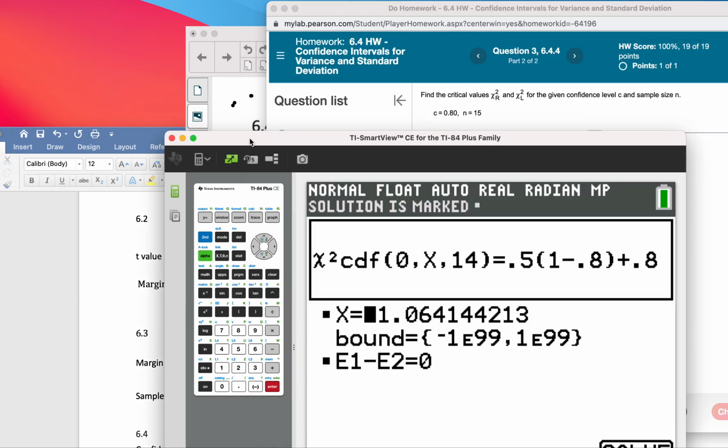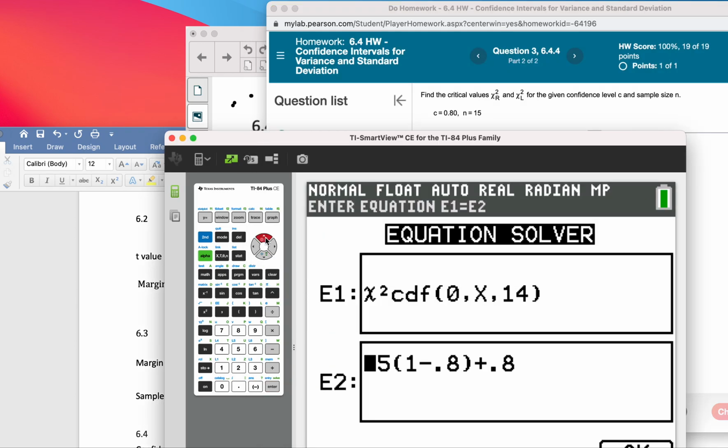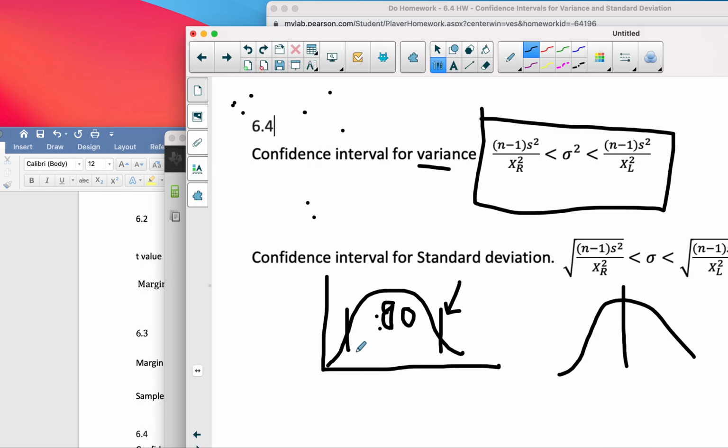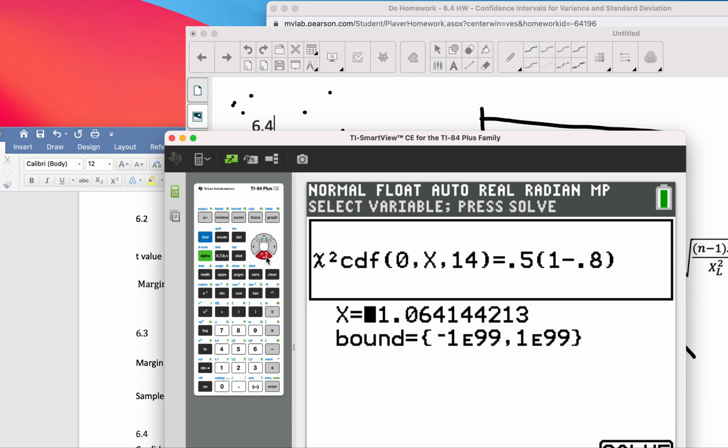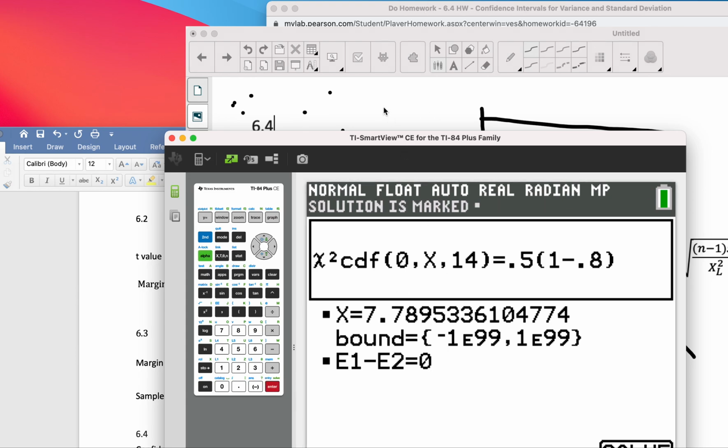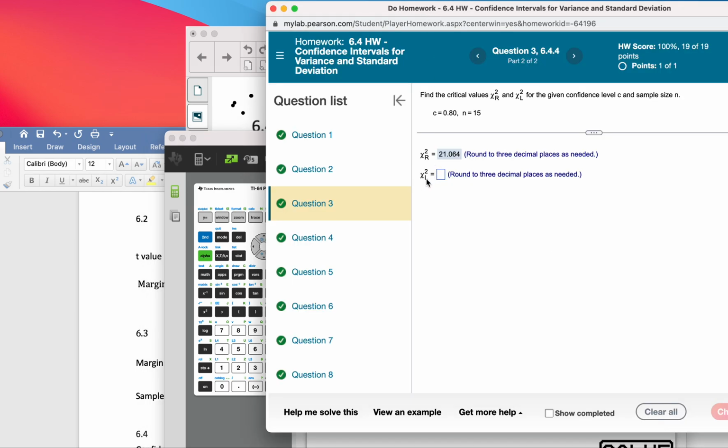Okay. To find the left side, go back, just push up. And all we want is this part right here. So this is just going to be half of what's left over, so 1 minus 0.8, 20%, and then we want half of that. So we're just going to erase the plus 80% here. Hit the down arrow. That guess, that answer that you had before should still be there. So if I push alpha solve, it's going to change to the left side. This is the chi-squared left side.